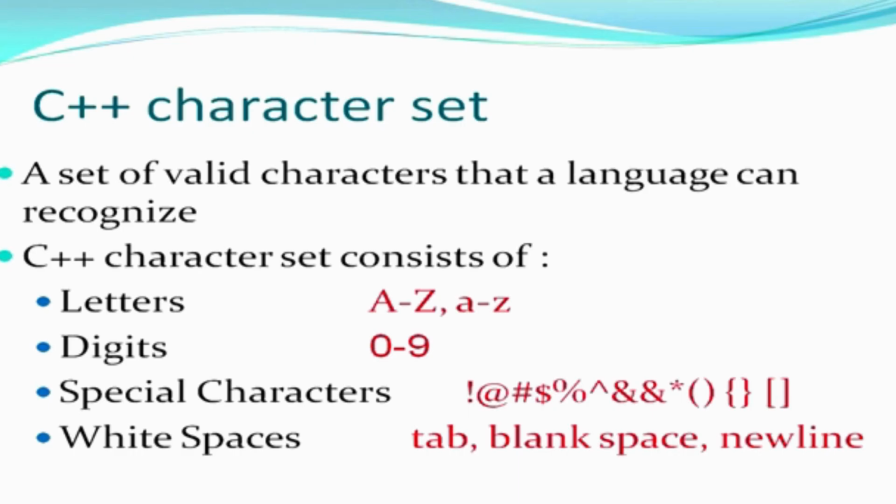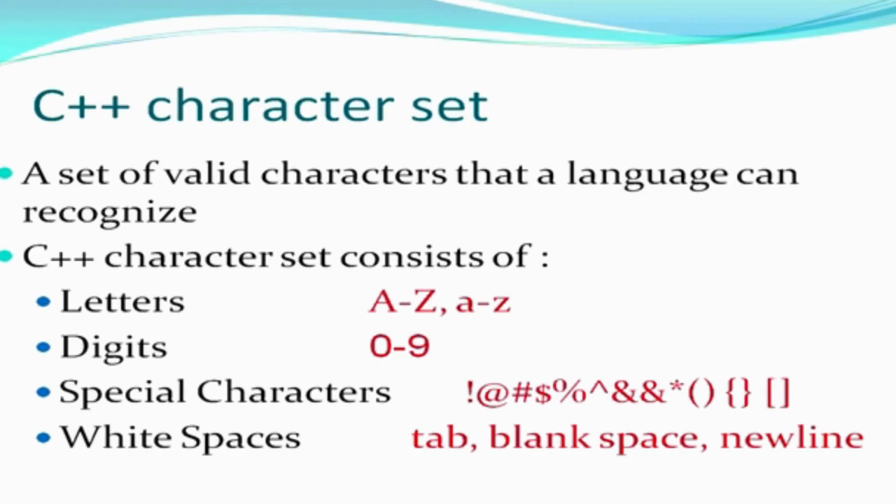So, a C++ character set consists of letters, which are alphabets from A to Z in capital and a to z in small. We have digits 0 to 9. We have special characters that you see on the keyboard. Some of them are displayed on the screen, others are not displayed. But any character that you can type in on the keyboard is a special character.